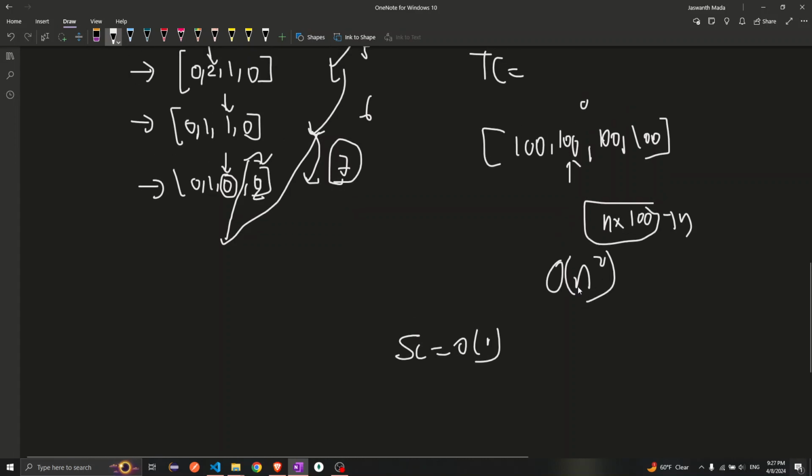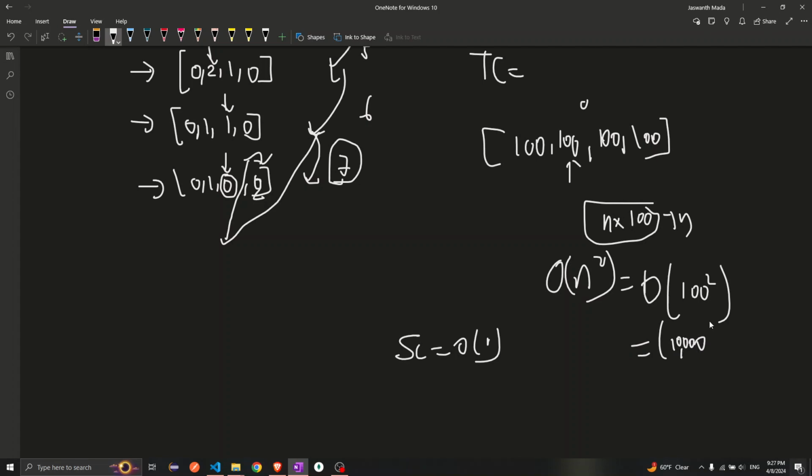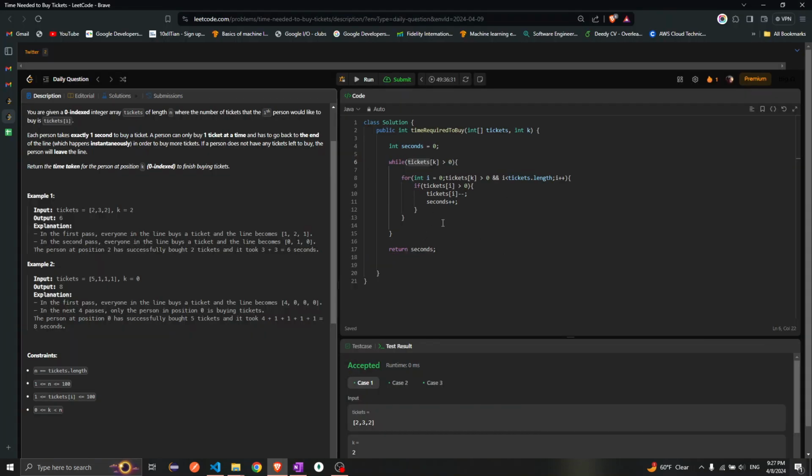Since the n value is only up to 100, it can be 100 squared, which is 10,000, right? So this brute force will work. That's it, guys, for this.